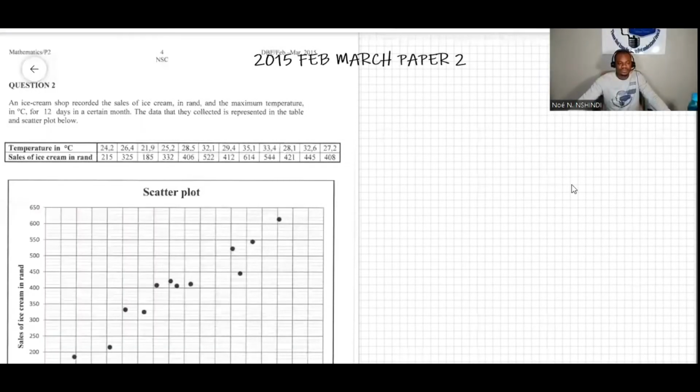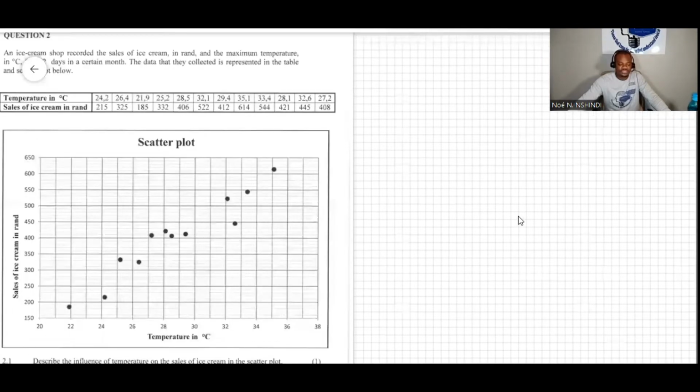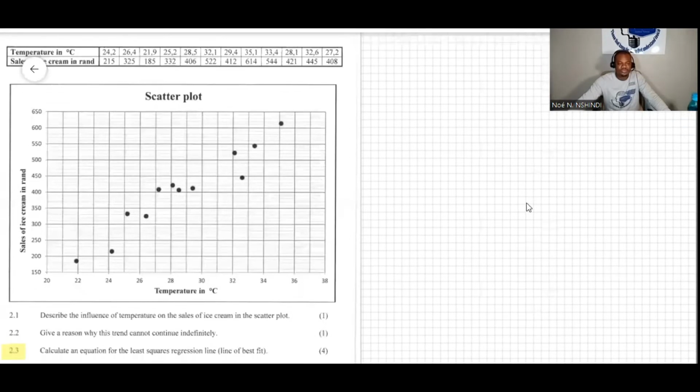Well, we do question 2. The question says, an ice cream shop recorded the sales of ice cream in rand and the maximum temperatures in degrees Celsius for 12 days in a certain month. The data that they collected is represented in the table and scatter plot below, in this table and then this scatter plot. Now, in the previous videos, we did questions 2.1 and 2.2.